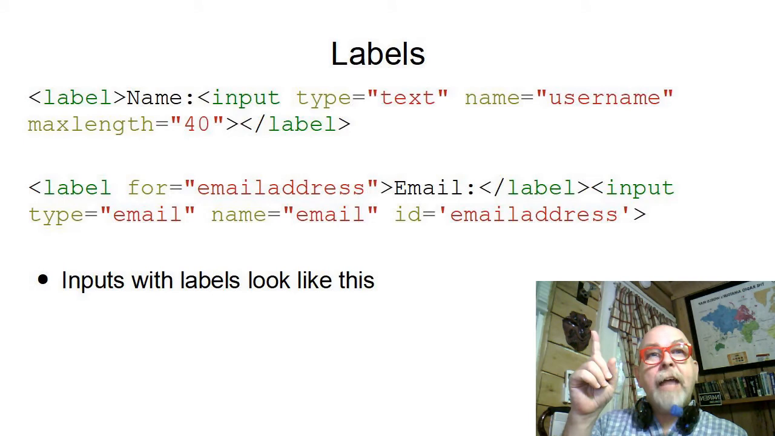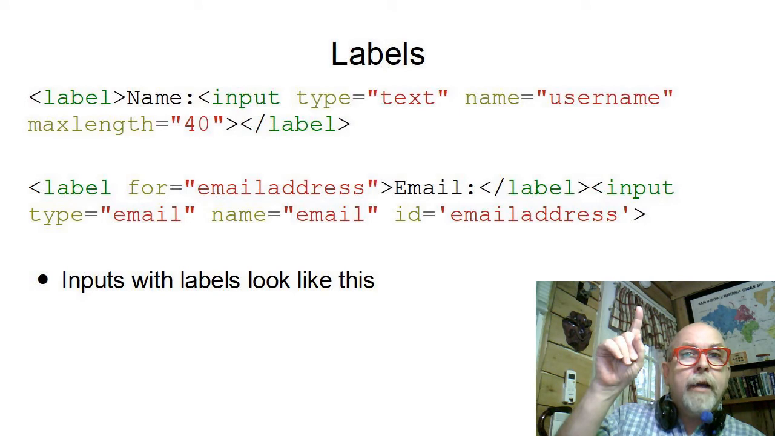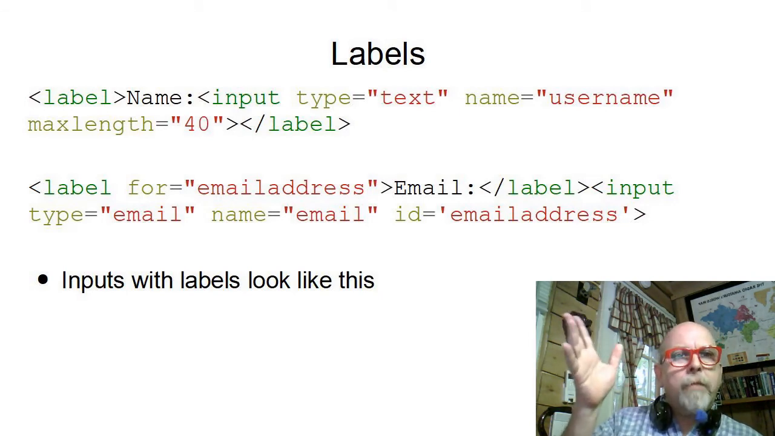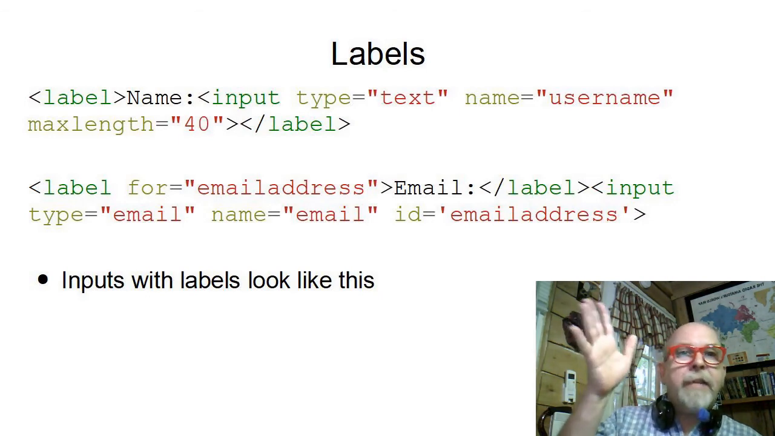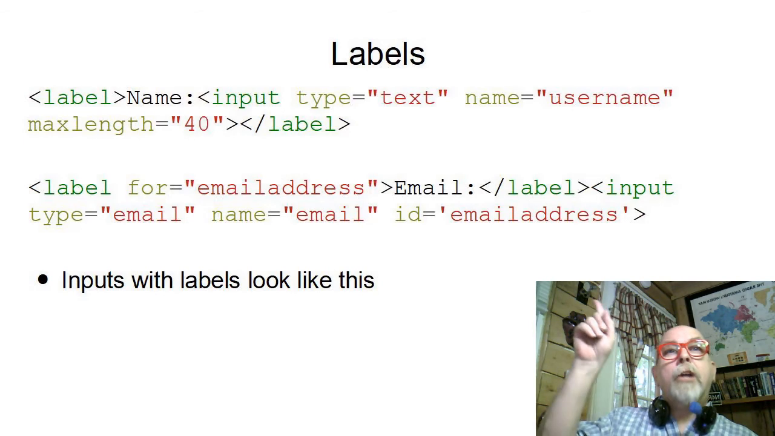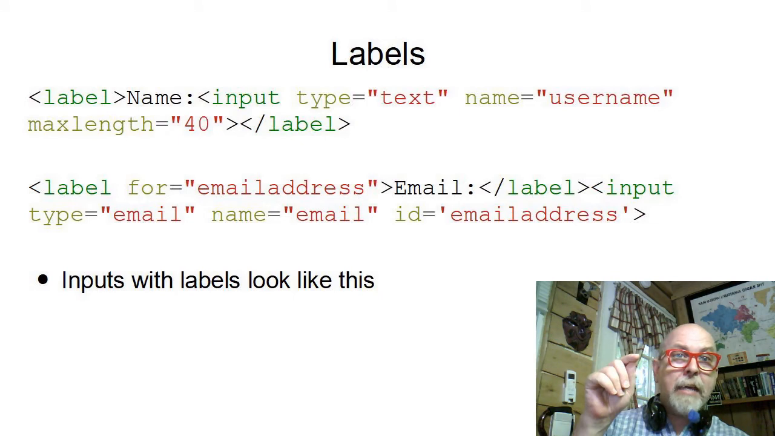Take a look at the next one, the other way it can be done. Notice that the input has an ID of emailaddress. The ID could be the same as the name for everything except radio buttons, but I just made the ID different so that it wouldn't be as confusing to have everything named the same. So it has an ID of emailaddress. Look at the label though. The label says label for emailaddress is Email. So it says this label is for this ID.